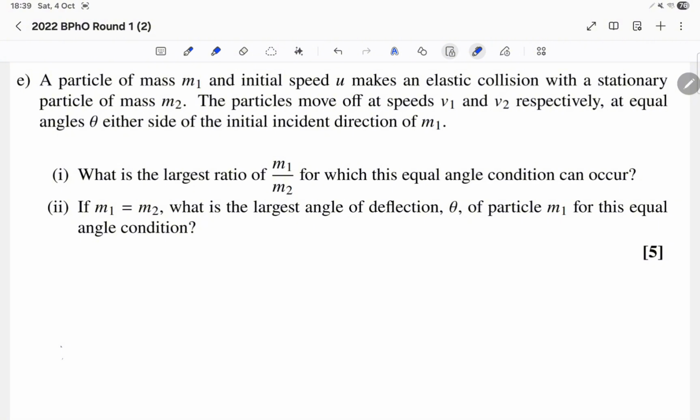Part 1. What is the largest ratio of m1 to m2 for which this equal angle condition can occur? Part 2. If m1 is equal to m2, what is the largest angle of deflection theta of particle m1 for this equal angle condition? Pause the video to have a think, and once you're ready, restart to see if you were correct.